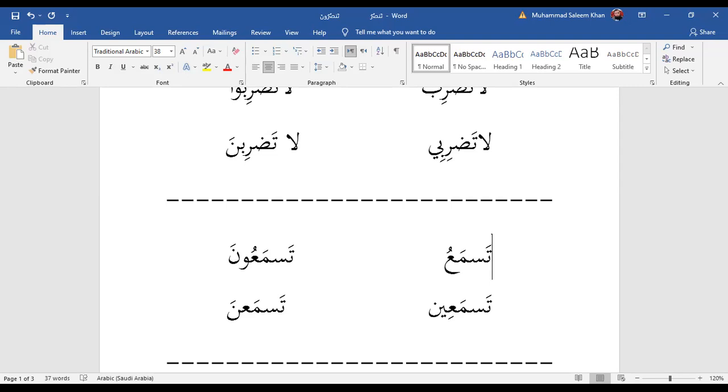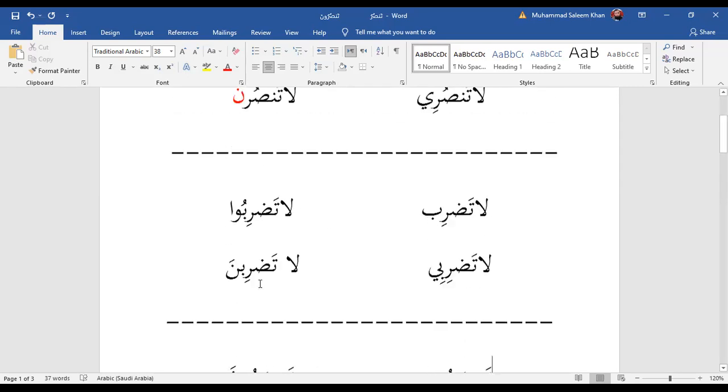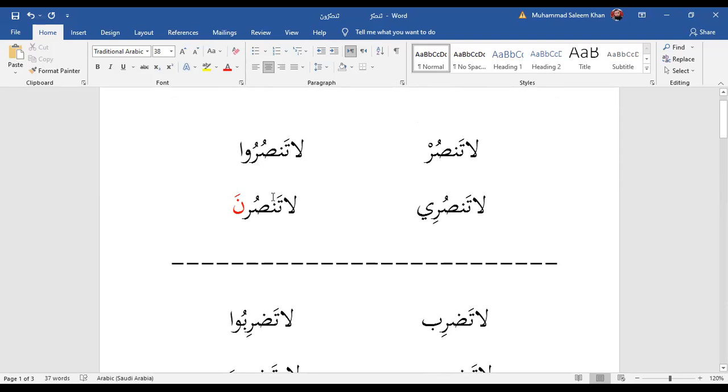All right. So yadhabna and tadhabna, similarly yasma'na and tasma'na, and similarly we have here yansurna and tansurna, both will not change ever. Nothing will happen to them. Strong. All right.